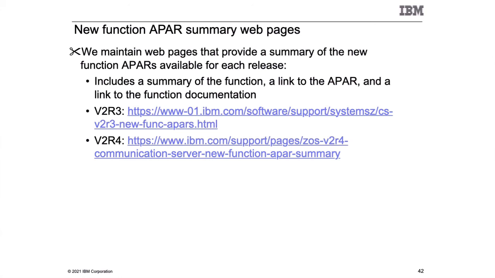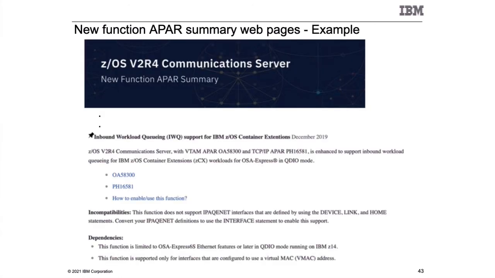On this chart, we see an example entry from the 2.4 page, in this case, the entry for inbound workload queuing for zCX. You'll notice it includes a quick summary of the function being delivered, links to documentation, and information about dependencies and incompatibilities. It's basically one-stop shopping for our continuous deliverables. So find the version of the page that corresponds to the release you have now, bookmark it, and check it occasionally. You may find some really interesting functions that you want to consider exploiting.